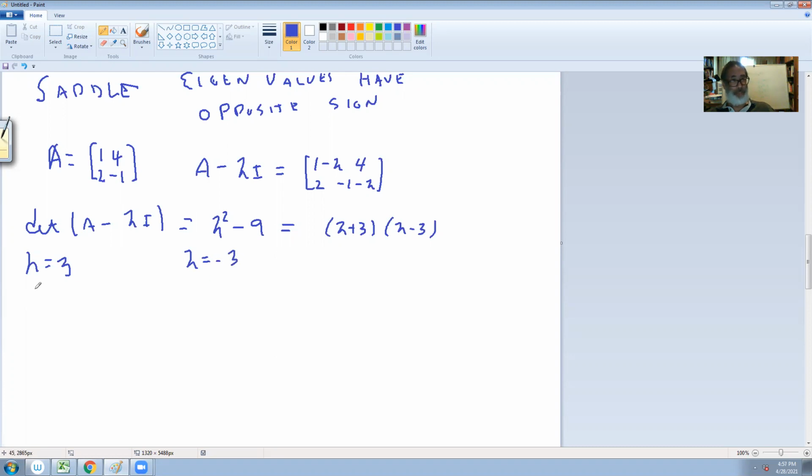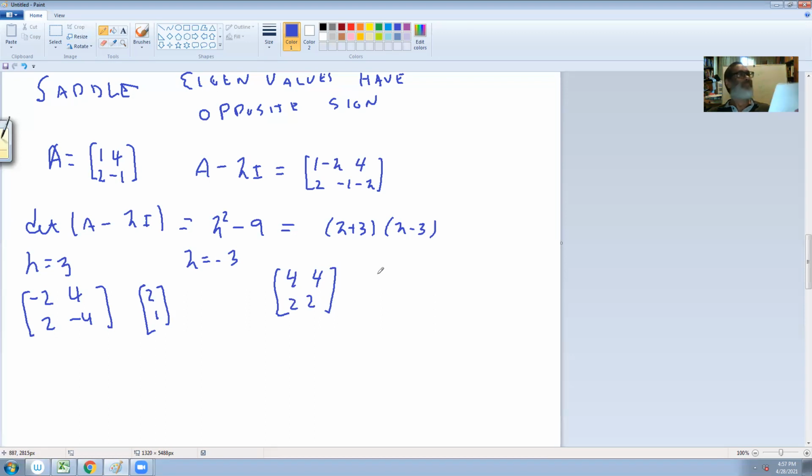So let's go ahead now and look at the eigenvalue of 3. If you plug in 3 here, you get -2, 4, 2, -4. So a good eigenvector here would be 2 and 1. For -3, 1 minus a -3 is a 4, and -1 minus a -3 is a positive 2. So you end up with a second, this is my saddle here, so you end up with 1, negative 1.